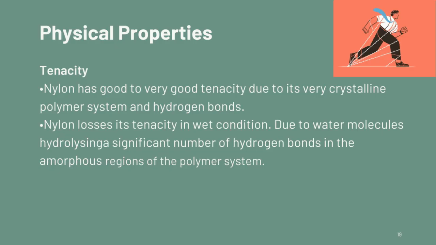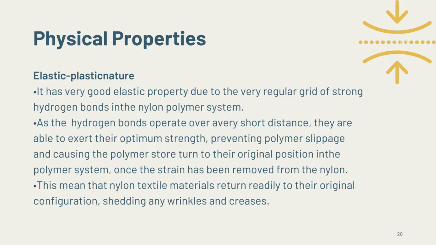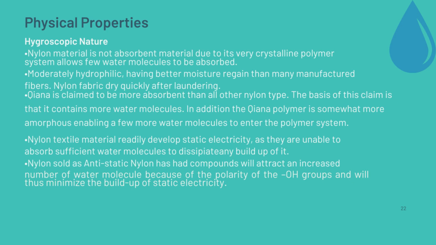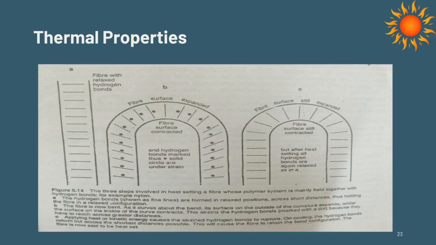Tenacity: nylon has good to very good tenacity due to its very crystalline polymer system and hydrogen bonds. Elastic nature: it has very good elastic property due to the very regular grid of strong hydrogen bonds in the nylon polymer system. Hygroscopic nature: nylon is not very absorbent because its very crystalline polymer system allows few water molecules to be absorbed. Nylon sold as anti-static nylon has compounds that attract an increased number of water molecules because of the polarity of the O groups and will thus minimize the buildup of static electricity.